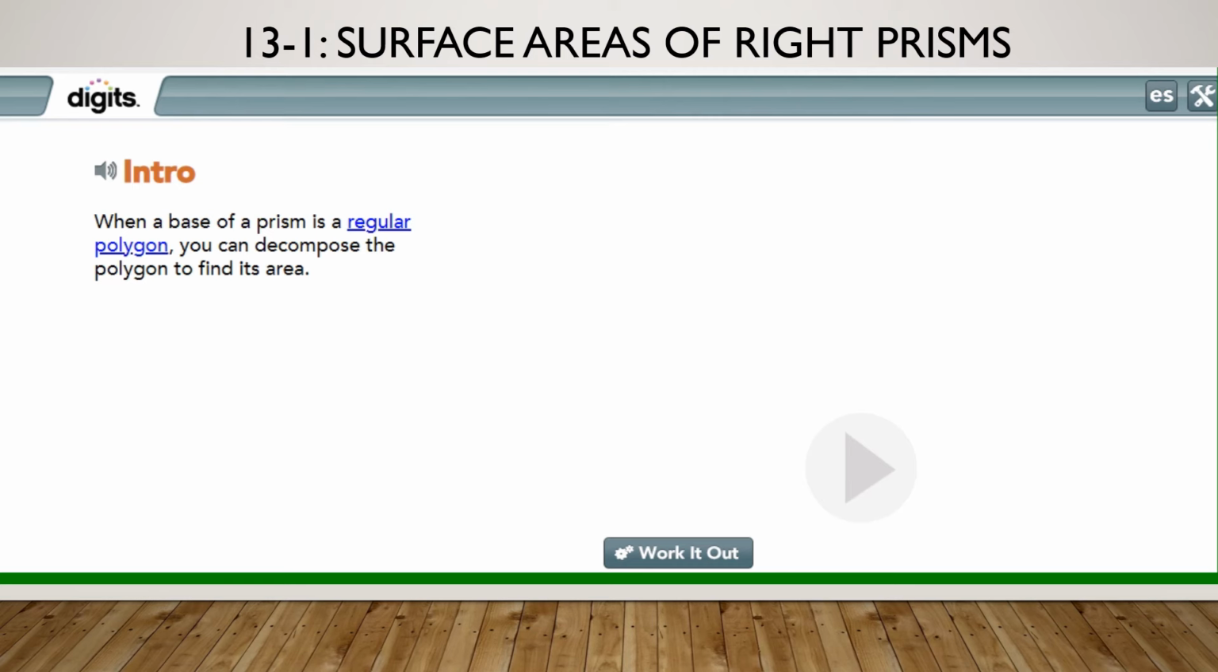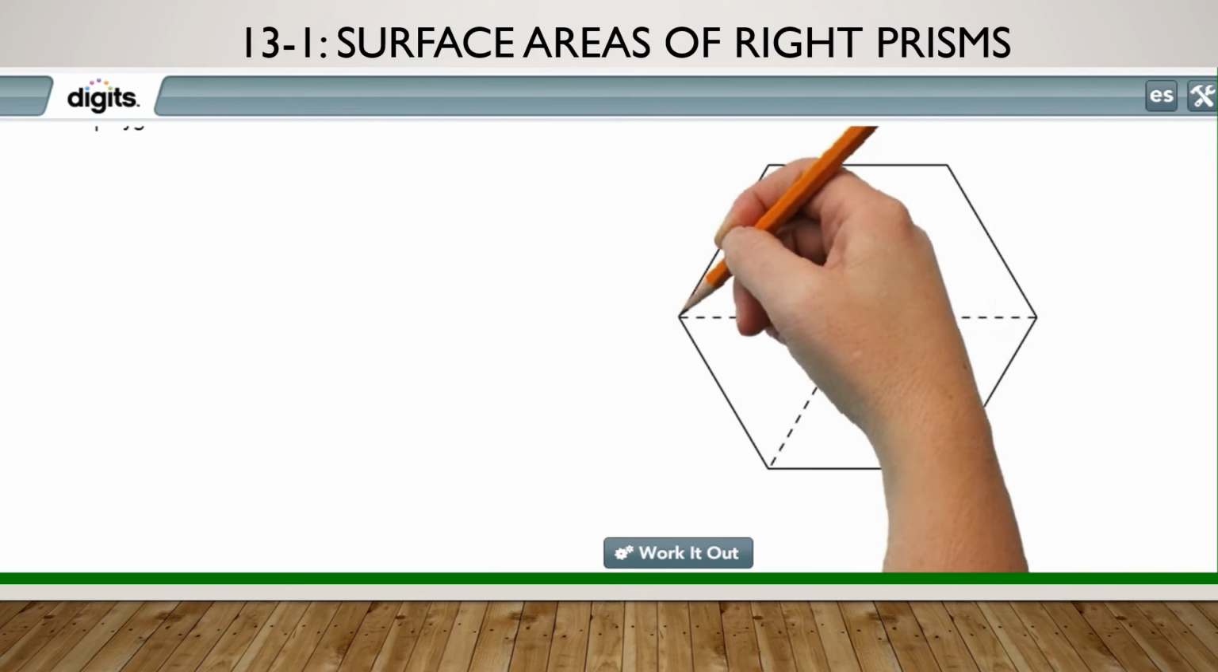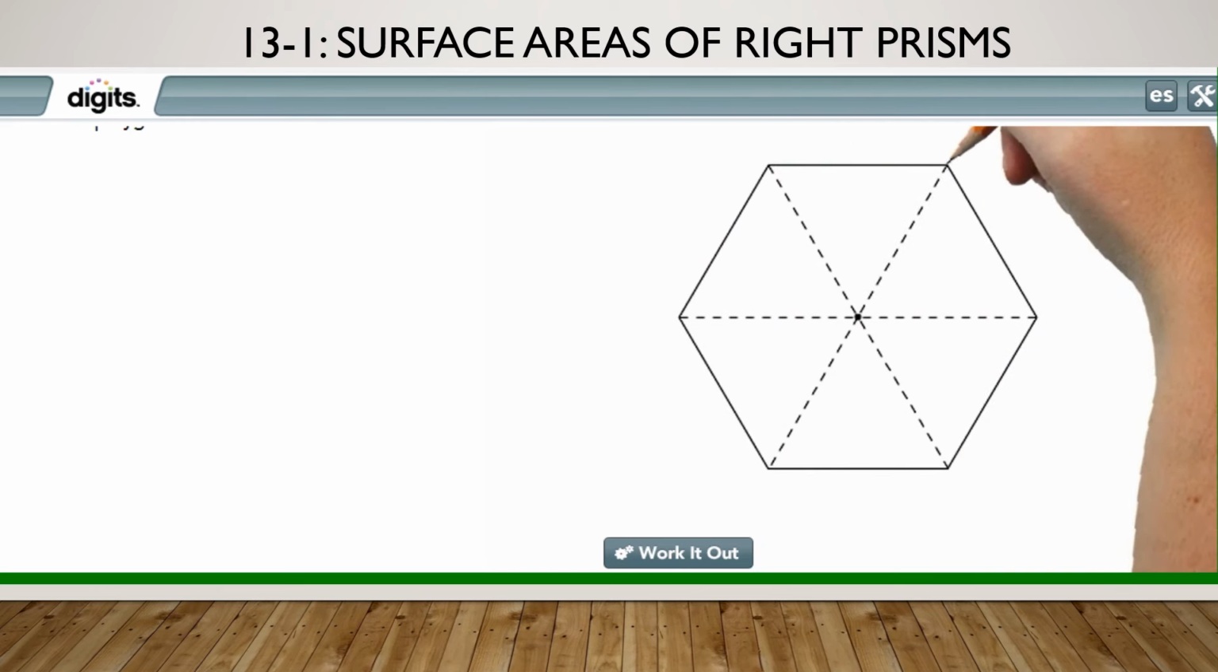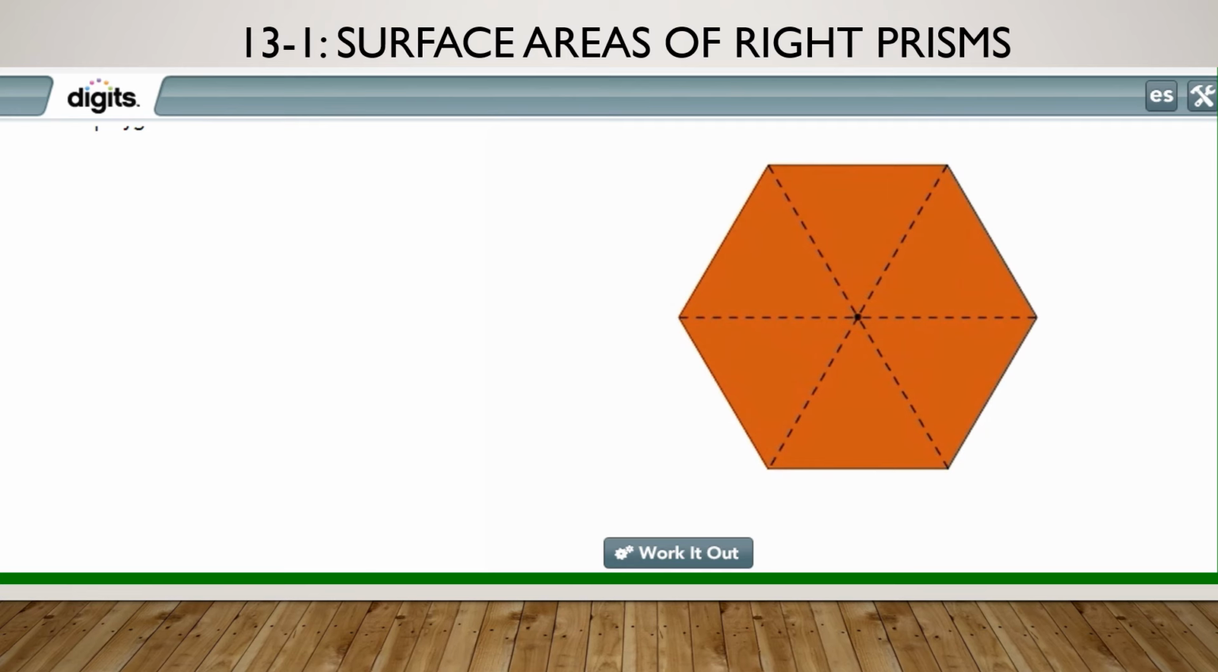Part 3, intro. When a base of a prism is a regular polygon, you can decompose the polygon to find its area. You can decompose a regular hexagon into 6 equilateral triangles. The 6 triangles are the same size. After you find the area of one triangle, you can multiply the area by 6 to find the area of the entire hexagon. All right, again, that's very important to know. We're going to use this throughout the rest of the topic.